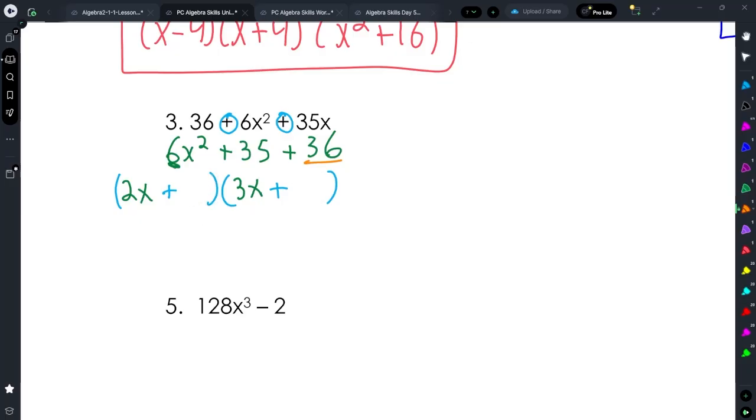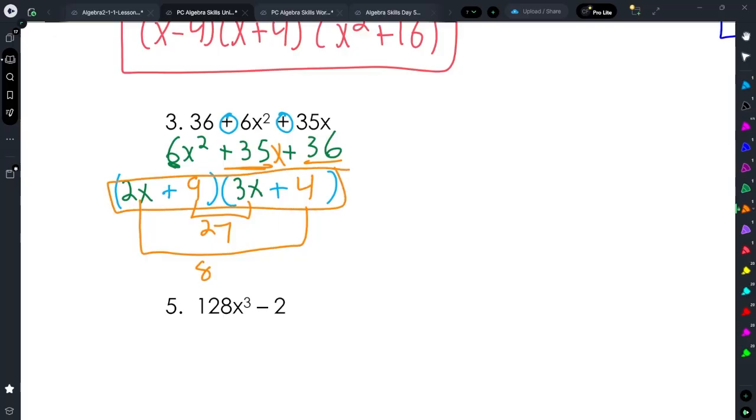So I'm going to go to 9 and 4. Okay, see what this gets us. 9 and 3x is 27. Okay, that's okay. 2 and 4 gives us 8. So it's 27 plus 8x. That does give us 35x. So this is going to be our factored form, 2x plus 9 and 3x plus 4.